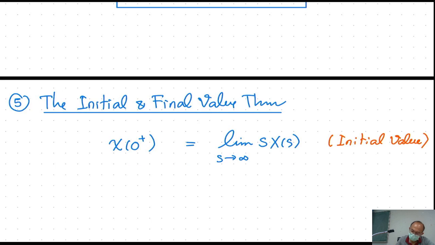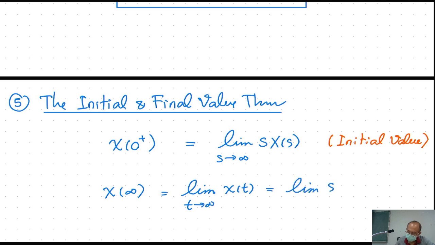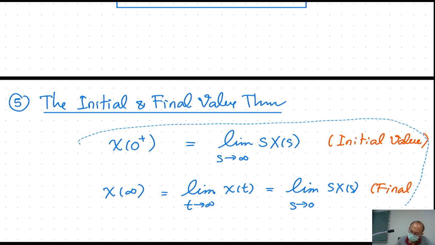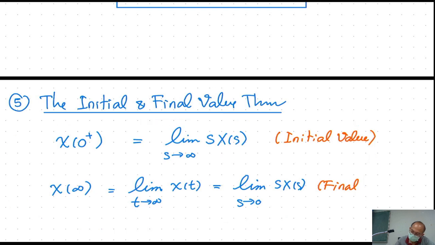Now, as for the final value, which is x at infinity, this notation stands for the limit of x(t) when t goes to infinity, and that is equal to the limit of sX(s) when s goes to 0. This is called the final value. This is the final value theorem.